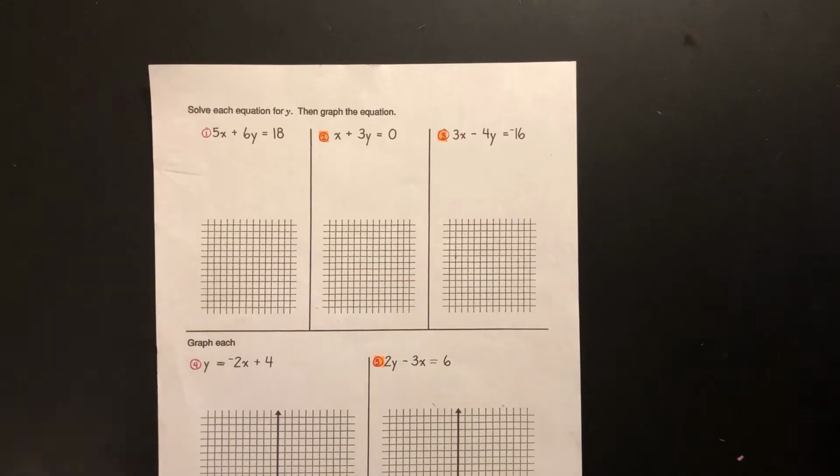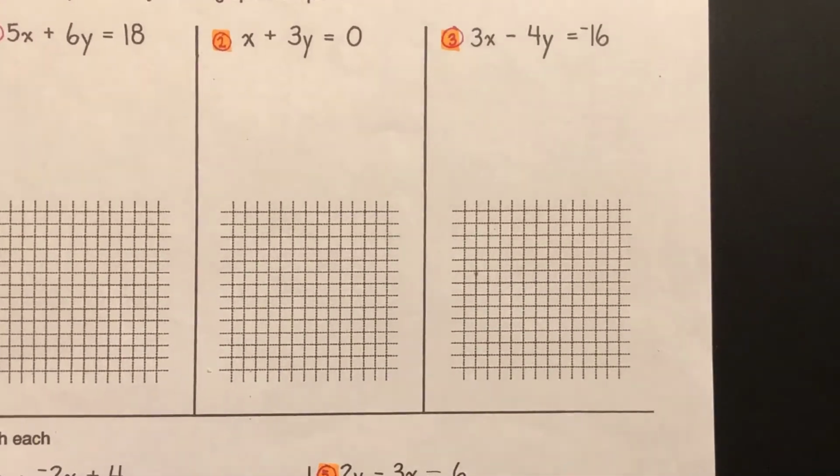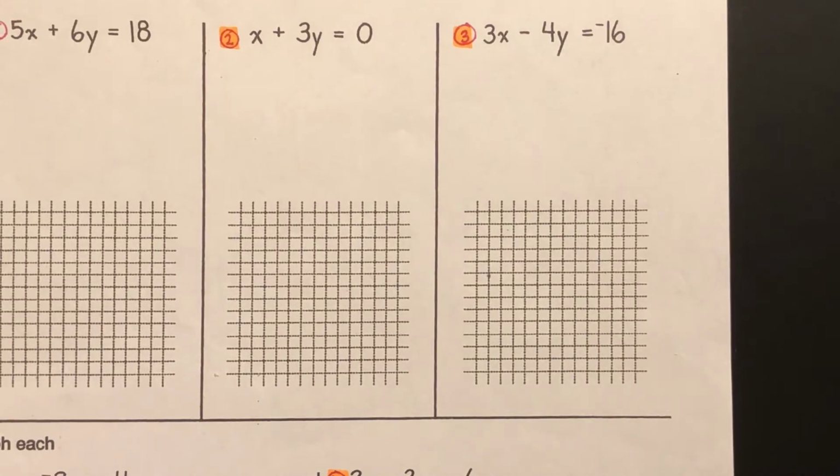Time for page 31. Let's begin. Number 2. Before we graph these equations, we have to first put them in slope-intercept form. That means we solve for y. Y equals mx plus b.